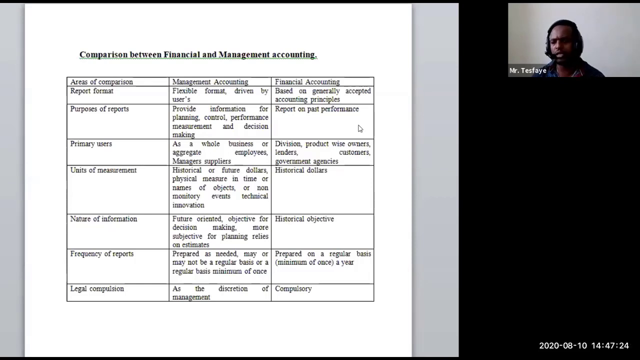The last comparison is legal composition. So in management accounting, it is based on the management need. Legally, we are not requested. We will not be forced to prepare this information, but for our own needs, we will make it. In financial accounting, it is compulsory. It's a must. Regulatory bodies will force us to prepare financial data for users, so it's compulsory. So these are the comparisons between financial and management accounting.